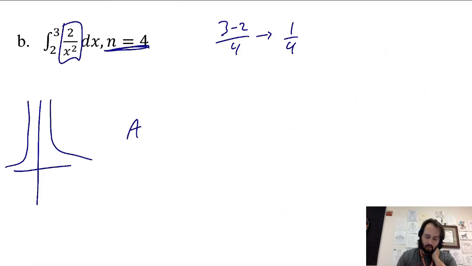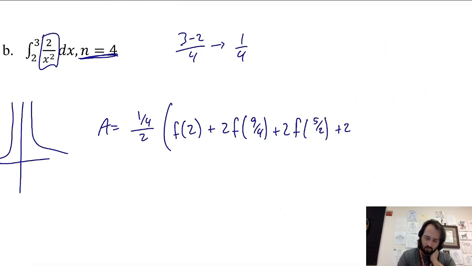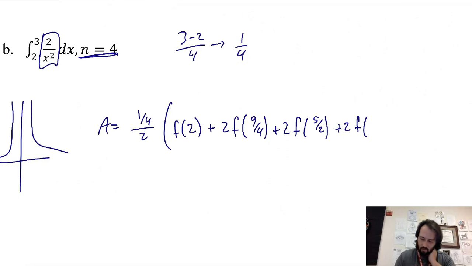So for my area, I have 1/4 divided by 2, right? That's my height. My heights are all 1/4. So now I have times, I'm going to have to go by 1/4, so f of 2 plus 2 f of 9/4, plus 2 f of 10/4, which is 5/2, plus 2 f of 11/4, plus f of 3.